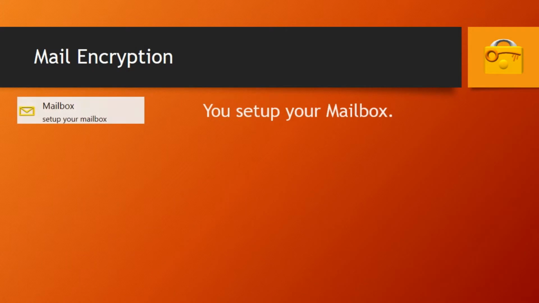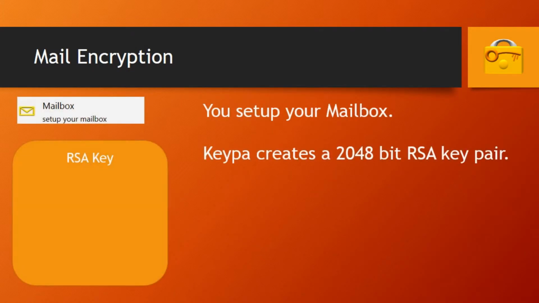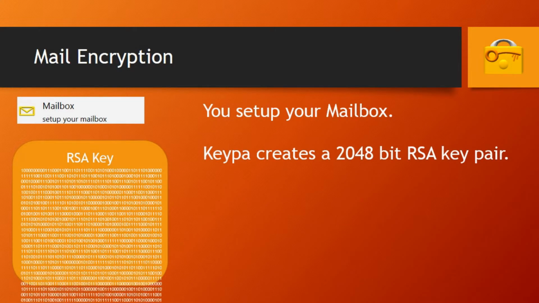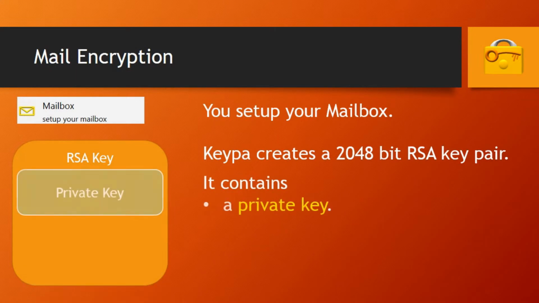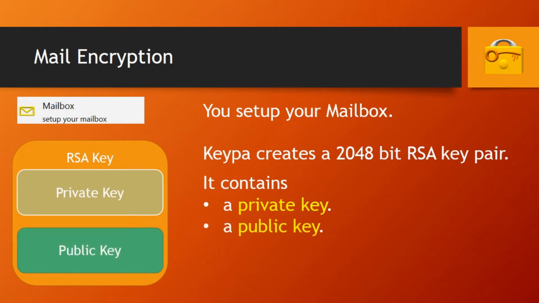But now let's have a look at what happens when you set up your mailbox. A completely different technology is used. It's called RSA. Keypa creates a 2048-bit RSA key pair for you. It takes a while. And this key pair contains a private key and a public key.